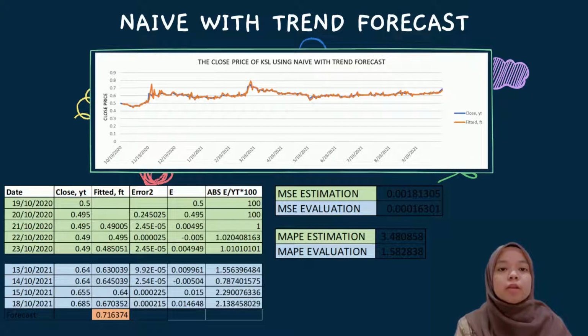Naive with trend requires two values, which are Yt and Yt minus 1. So, fitting this model type will result in the loss of the first two observations in the series, and the fitted values will start on 21st October 2020. The forecast value for this model is 0.716374. Since the fitted values have changed, the MSE estimation and MSE evaluation became 0.001813005 and 0.000163001 respectively, while the MAPE estimation and MAPE evaluation became 3.480858 and 1.582838 respectively.